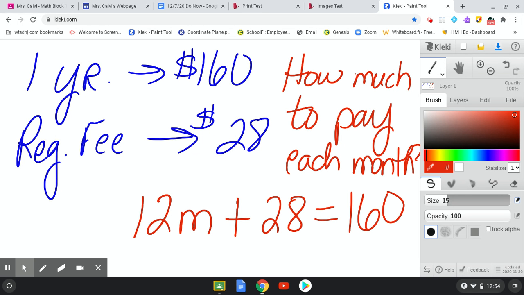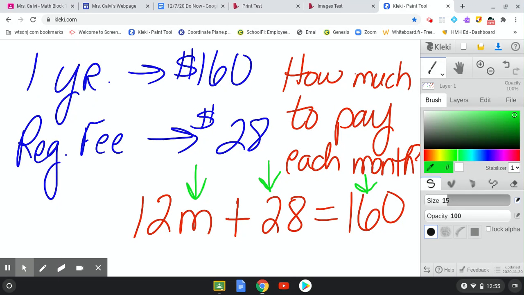So in this case, this is how I came up with my equation. There are 12 months. We don't know how much we pay each month because that's our unknown. So that's why I put the M there for my unknown, how much we're paying per month, plus that one-time registration fee of $28. And we know it's going to cost $160 total.